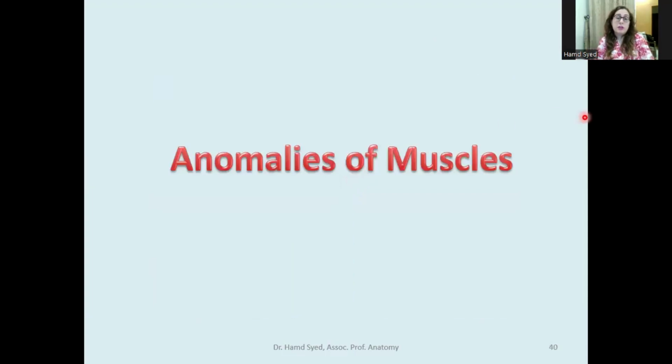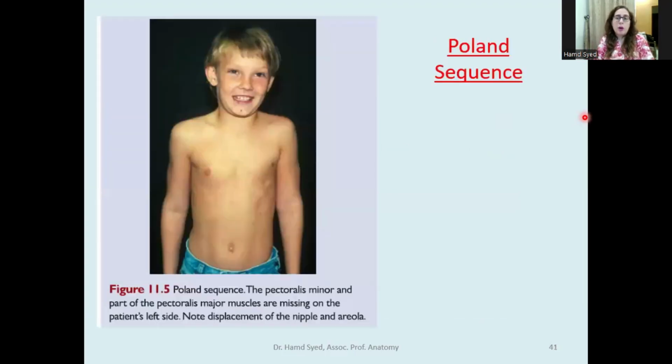Now that we have discussed the basic embryology and the formation of the muscles, I'm going to discuss some anomalies of muscles that can occur. First, we're going to talk about Poland sequence. You should know about this one. It is also known as Poland syndrome.